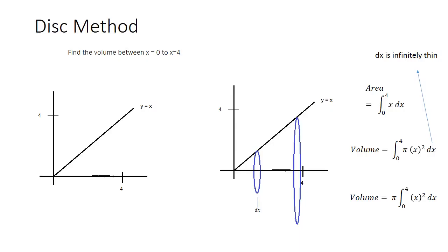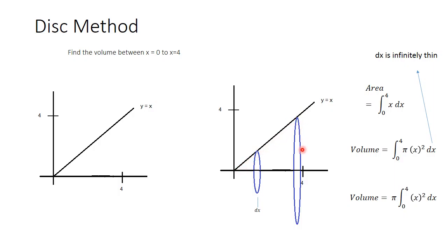Find the volume between x equals 0 to x equals 4 from the equation y equals x. As you can see here, we are trying to find the volume that is revolved around the x-axis from 0 to 4 on the graph y equals x. To find the area, as you have learned, you take the integral from 0 to 4 of x to find the area under the graph.